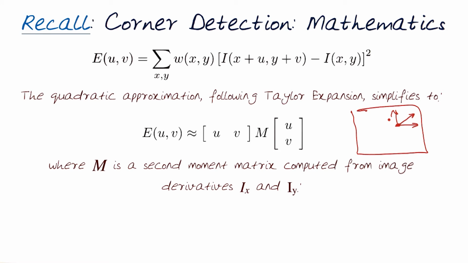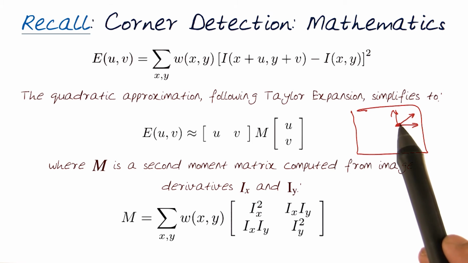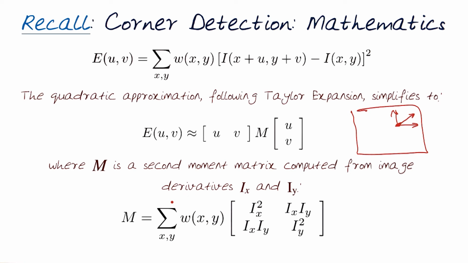So let's look at the equation of how we would compute the second moment matrix. Basically, again, it is the derivatives of the intensities in the x and y directions, and then the mixtures of these x and y's on the off diagonals, computed over any neighborhood of the point. And of course, the neighborhood search is this region here.